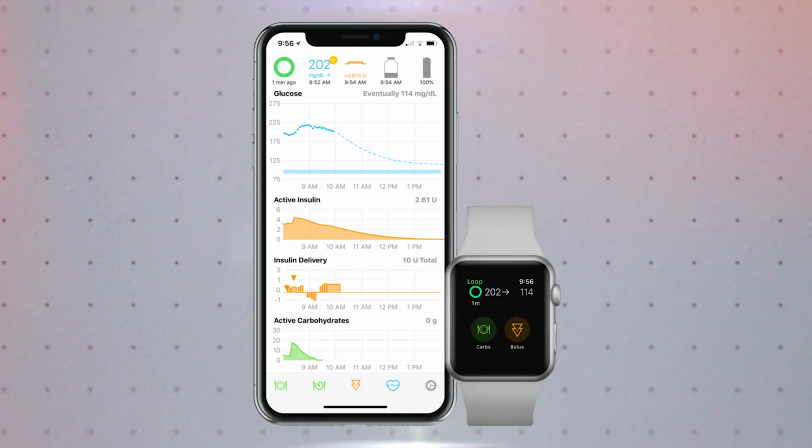Let's start with Loop's algorithm. And I know that there are a few options when it comes to this. So can you lay out the options of algorithm on Loop and how each of them work?